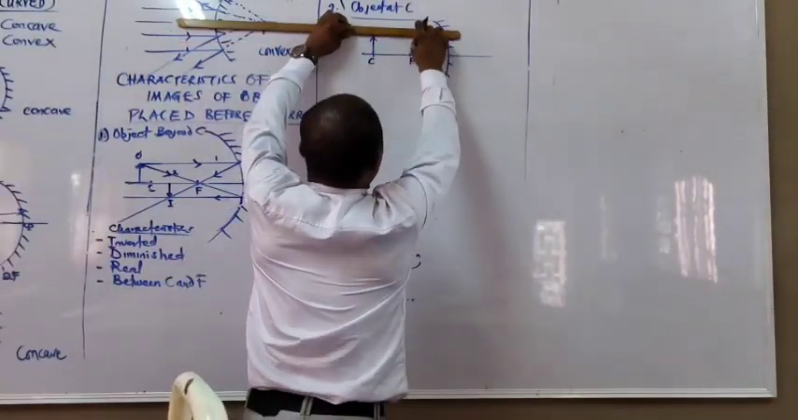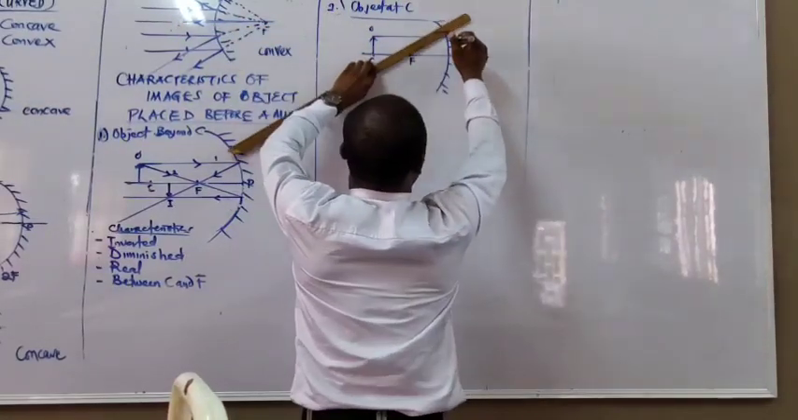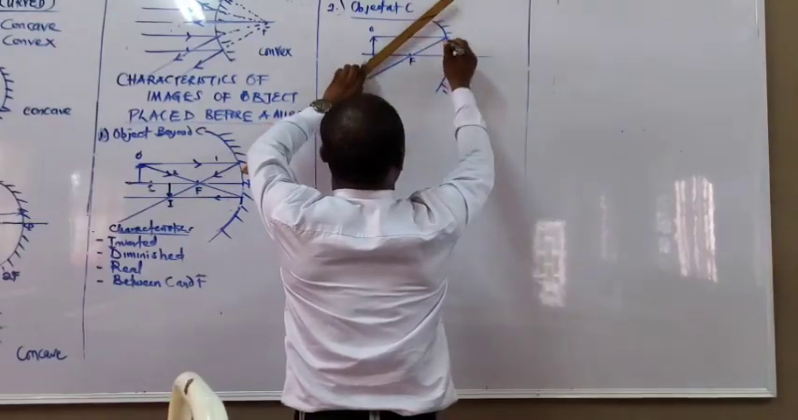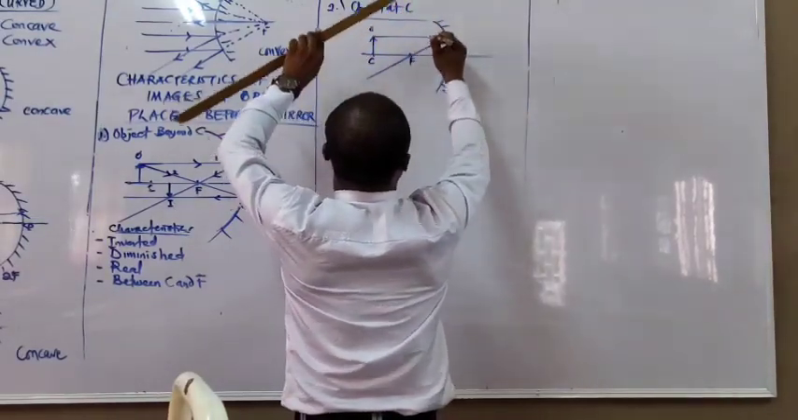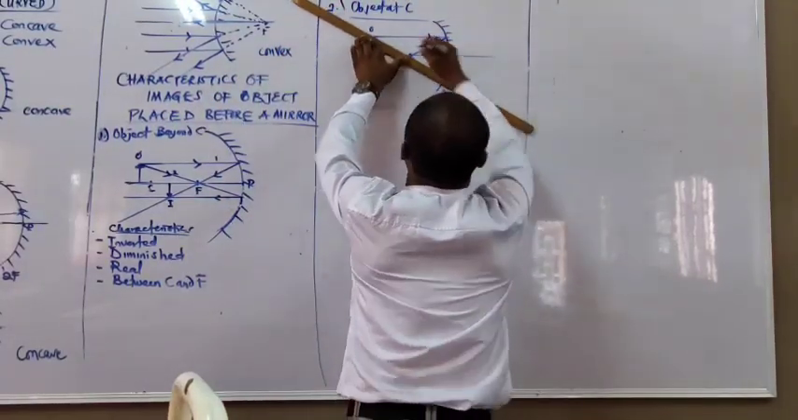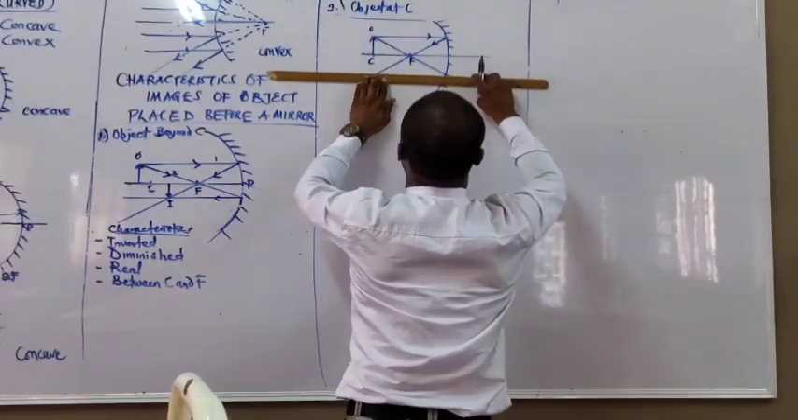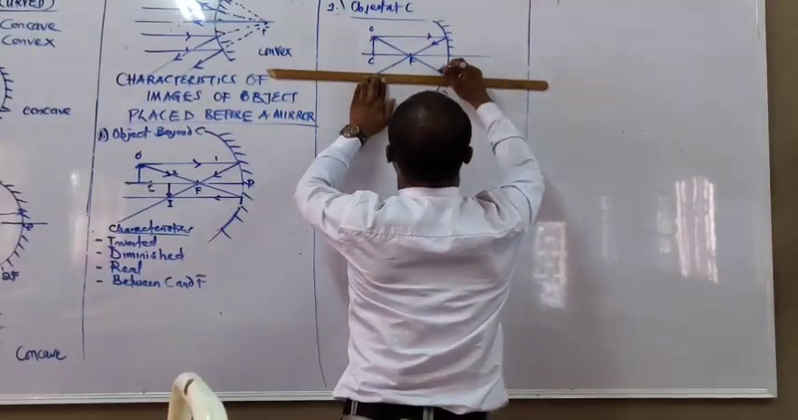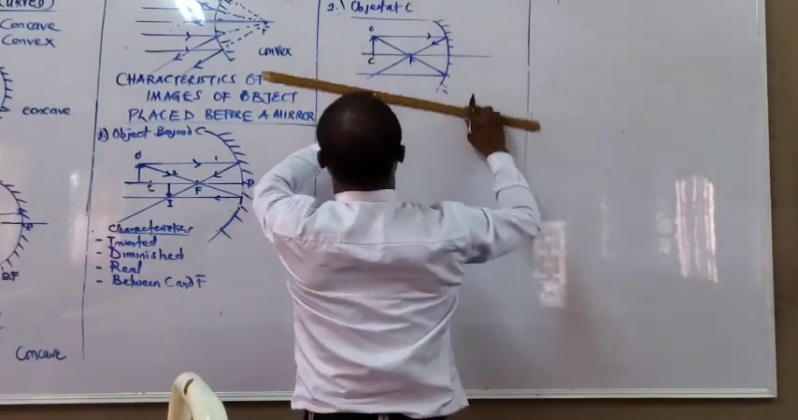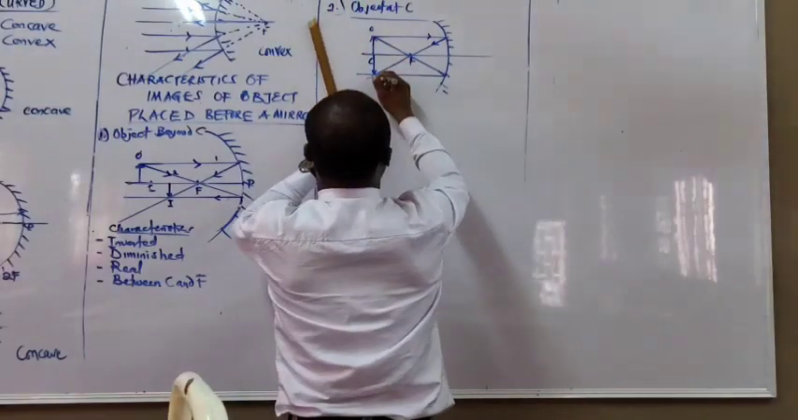All the rays parallel to the principal axis after reflection pass through the principal focus. Then the ray passing through the principal focus after reflection gives the image.